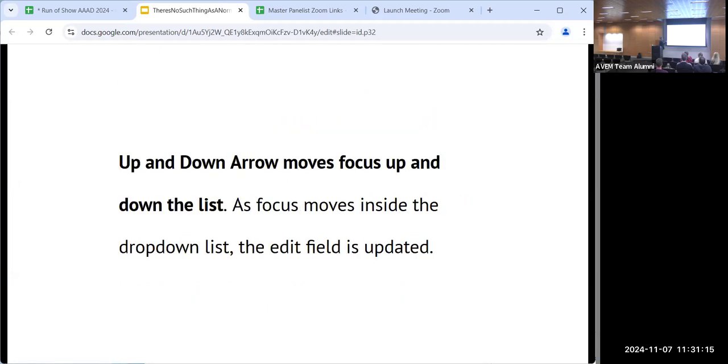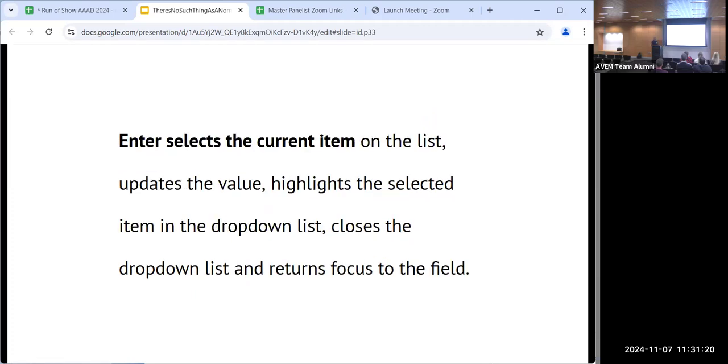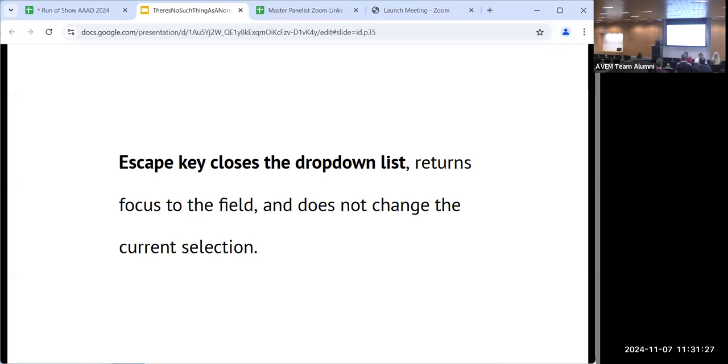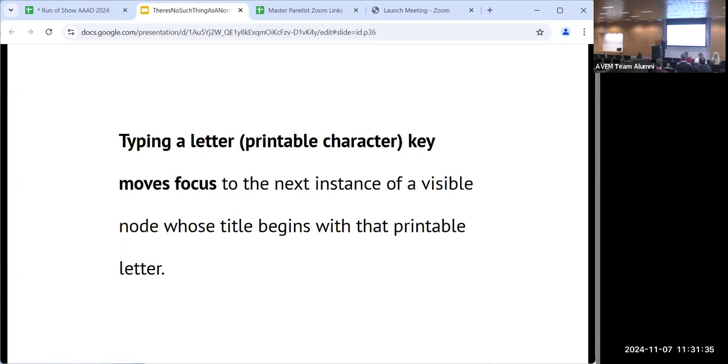As focus moves inside the drop-down list, the value of the edit field is updated. Enter selects the current item on the list, updates the value, highlights the selected item in the drop-down list, closes the drop-down list, and returns focus to the field. The escape key closes the drop-down list, returns focus to the field, and does not change the current selection. Typing a letter moves focus to the next instance of a visible node whose title begins with that printable character. As you keep typing, it keeps doing this autocomplete behavior. It also exposes these roles to assistive technologies, which I'll talk a little bit about later.